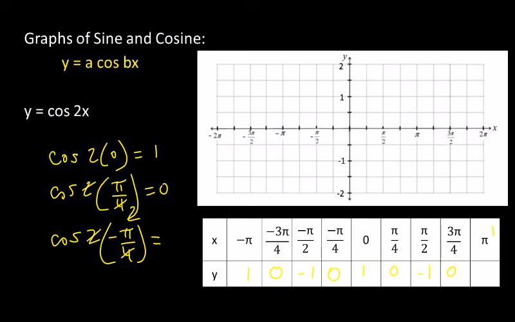So now I can go in and graph. At 0, we're at 1, but now at pi over 4, we're at 0, negative 1, 0, and 1. So look at what happens where in the graph before, we had that spread out from 0 to pi. It actually went from here to here. But now in this particular graph, we're going from this point to just that point right there. So it's definitely shrunk in its movement.